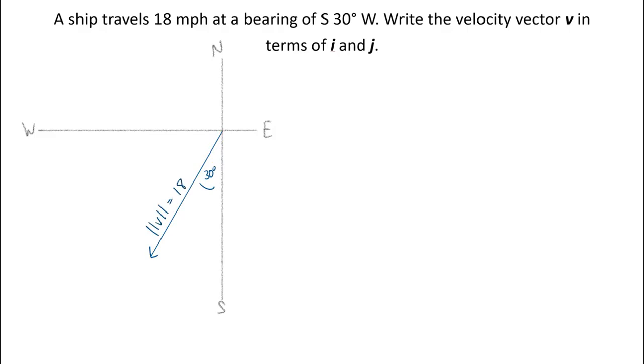The only other thing that we need to write this in terms of i and j is the angle formed by the positive x-axis and our vector. So this angle. Well, that angle is 270 degrees minus 30 degrees. So that would be 240 degrees.